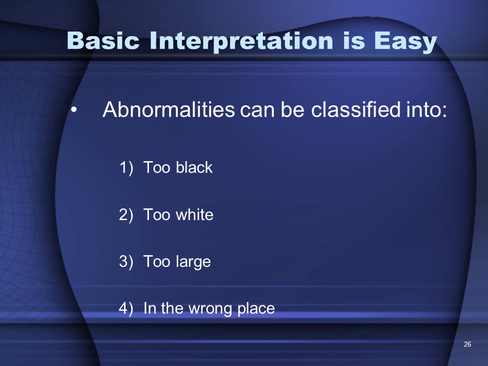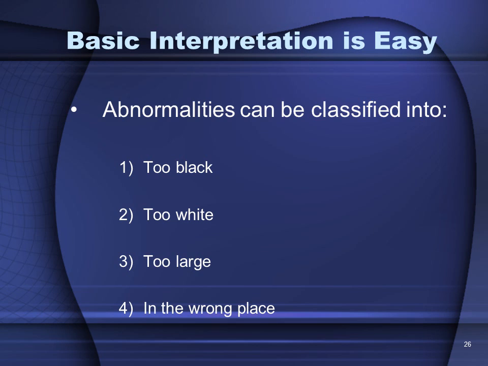This, you might say, is another take-home slide, because it contains information that you really need to get into memory. When we look at films, it doesn't matter what kind of radiograph we're looking at, we can classify abnormalities into specific categories. The categories that we use are number 1, too black; number 2, too white; number 3, too large; and number 4, in the wrong place.